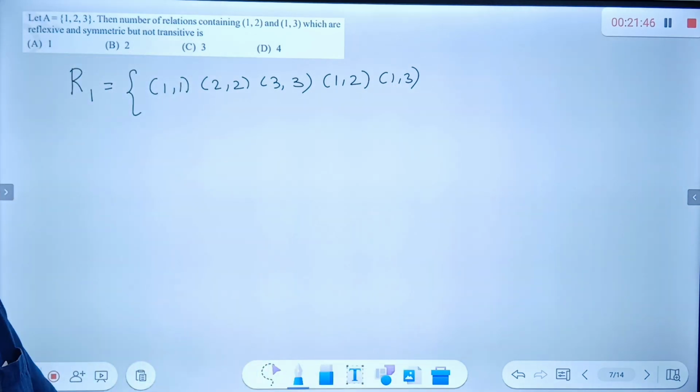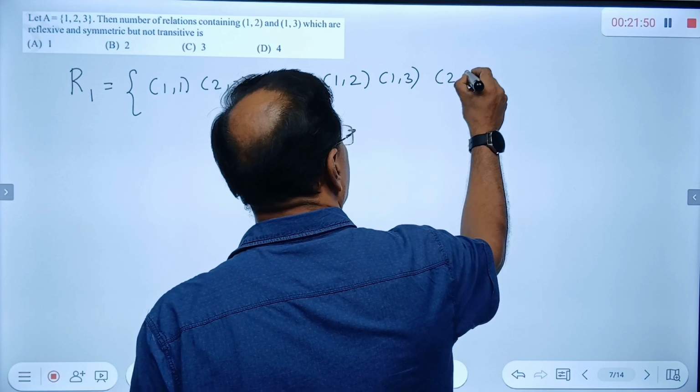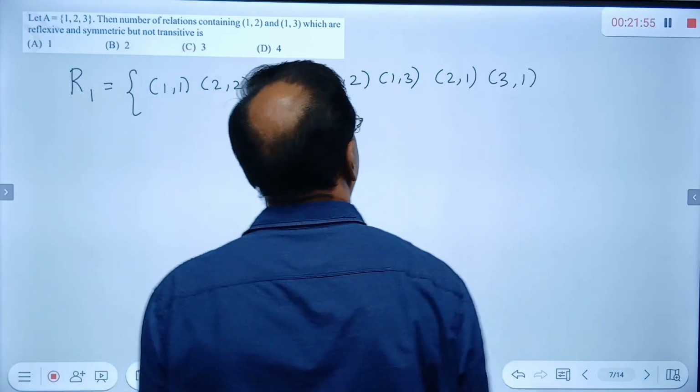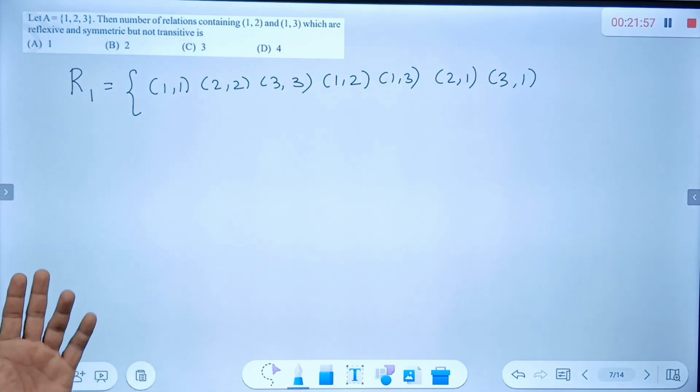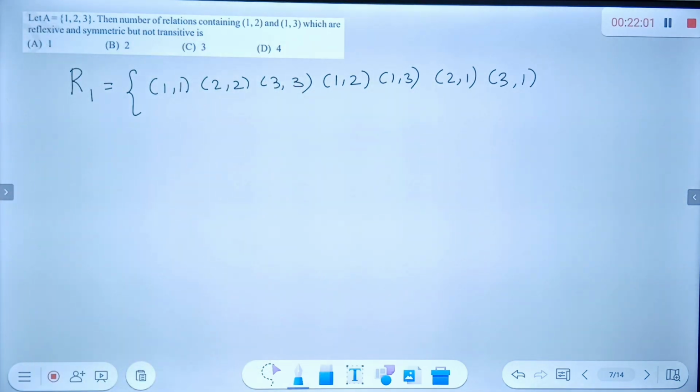Is it symmetric? Definitely not symmetric. Why? If 1 comma 2 is there, I should have 2 comma 1. If 1 comma 3 is there, I should have 3 comma 1. Correct? Now, is it reflexive? Yes. Is it symmetric? 100% yes. As of now, it is symmetric. Now, is it transitive? That's a question.